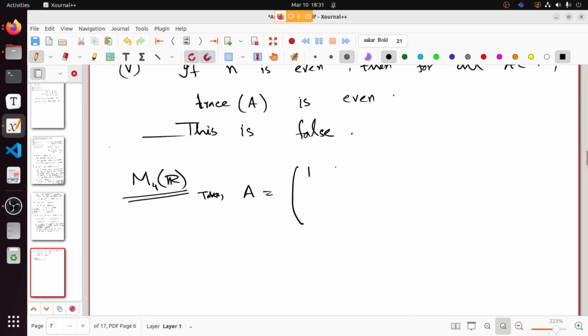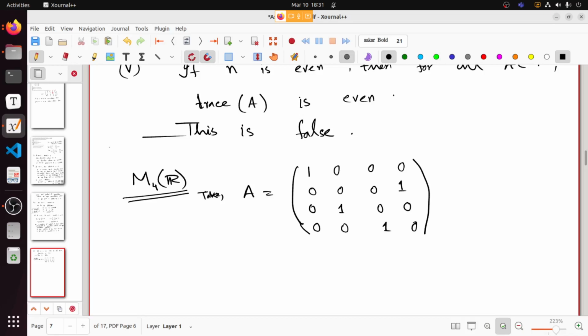What will we take? 1 0 0 0, 0 0 0 1, 0 1 0 0 and 0 0 1 0. Oh sorry, this will take 1. So we take these matrices. So this is a permutation matrix.